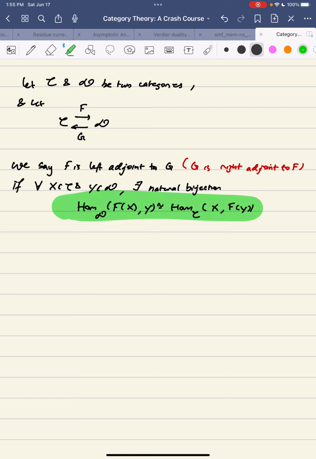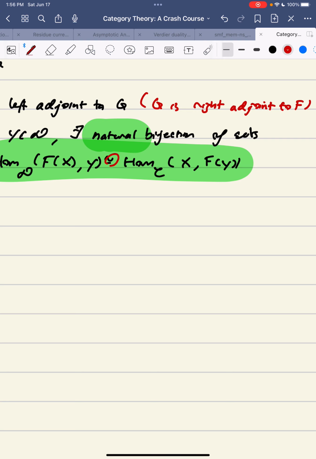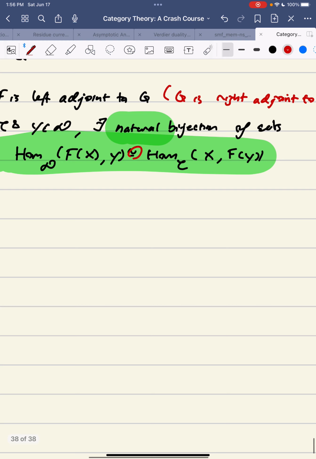This natural bijection. So the naturality here is really important. So think about natural from the natural transformations of functors kind of thing. So this is sort of like a functorial bijection of sets. So the data of this natural bijection for each choice of x and y is sort of like a family of universal properties. Or like a family of universal morphisms between these types of objects.